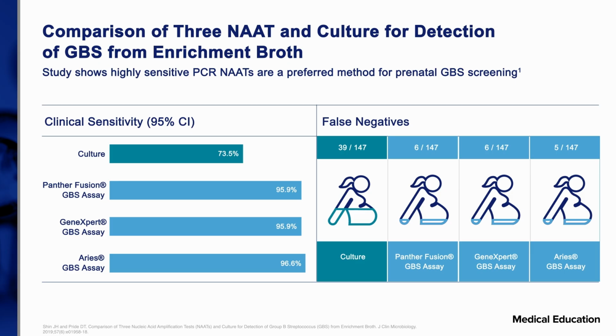sensitive. So if you really look at what that means, false negatives in culture: out of the study of 147 patients, it misses 39 of those 147 true positives. And if you look at the molecular testing, they miss anywhere between 5 and 6, so obviously the sensitivity is quite a bit higher.